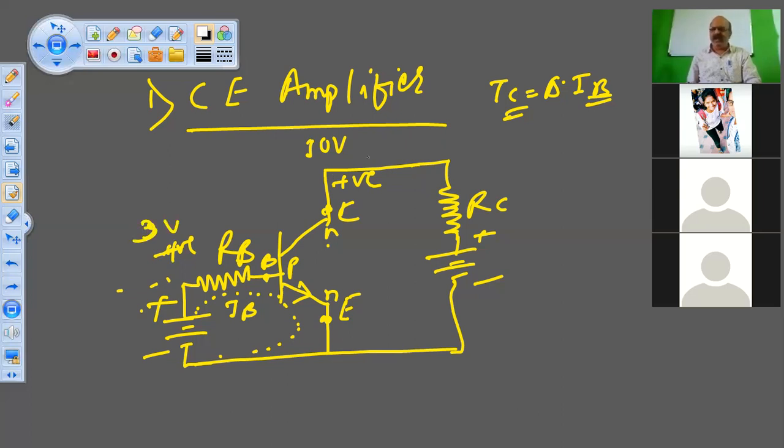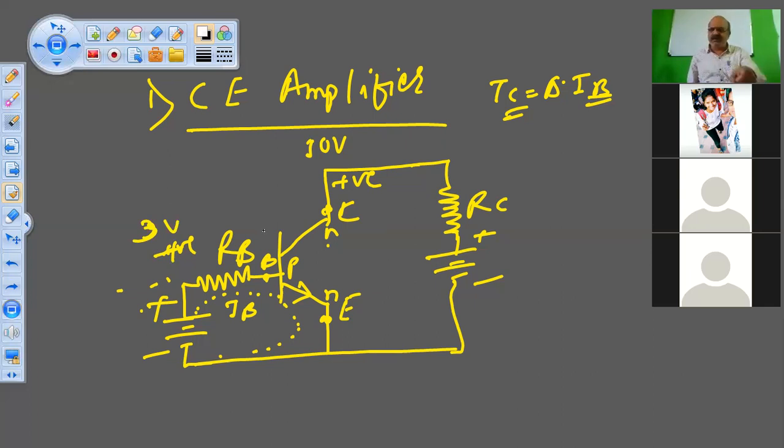Correct. So we can say that collector is more positive with respect to base. So it is reverse bias. N is more positive with respect to P. That's why we call this junction a reverse bias junction. So your collector base junction is reverse biased. So both the conditions are fulfilled.